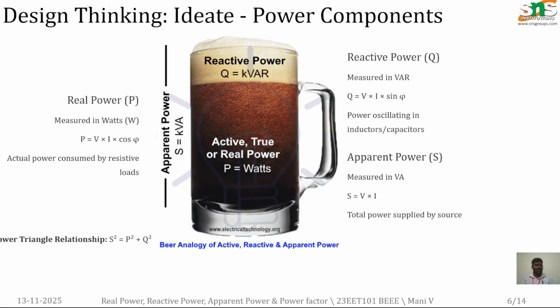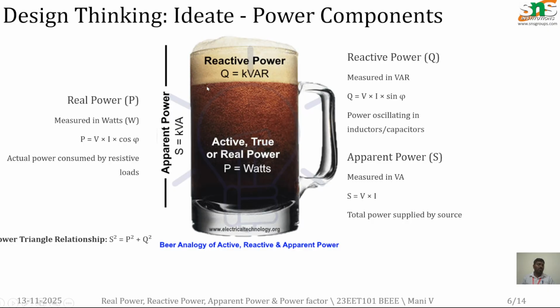In the ideate stage, consider this is a cool drinks bottle and this is a glass tumbler, and I'm opening a Sprite or 7 Up and pouring it into the glass tumbler. Here the total volume is called apparent power. The active power, true power, or real power is the net amount of cool drinks which is available to drink.